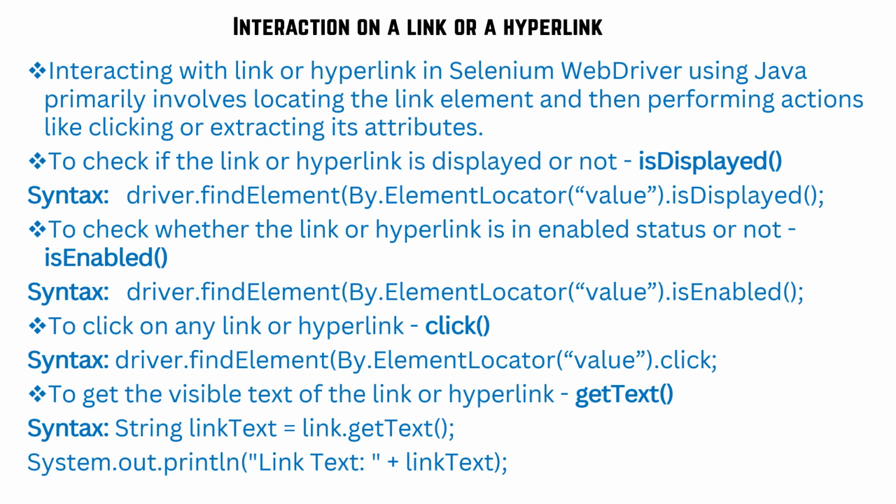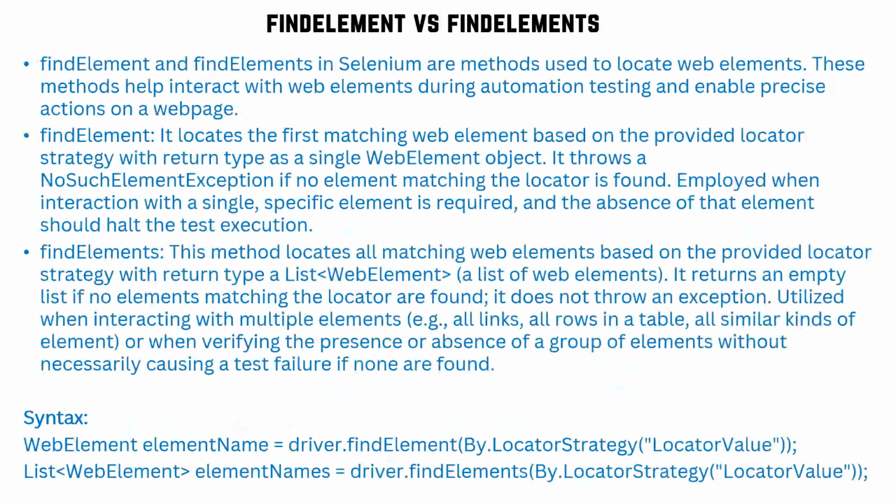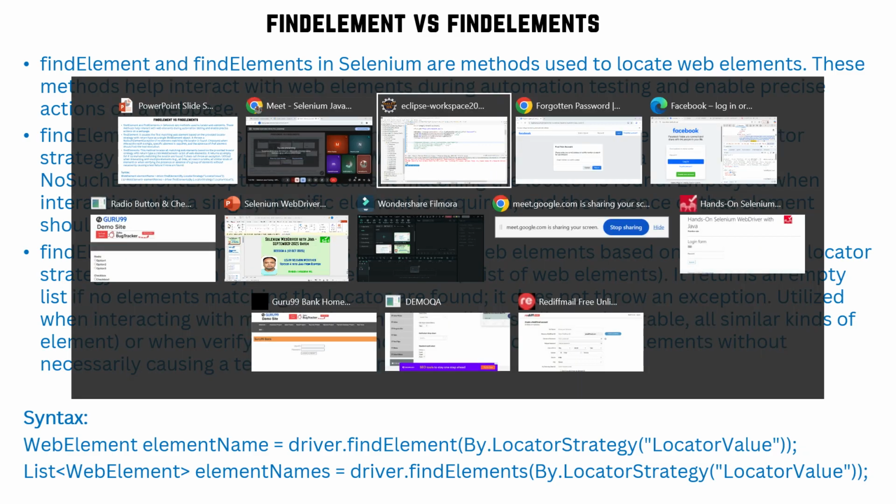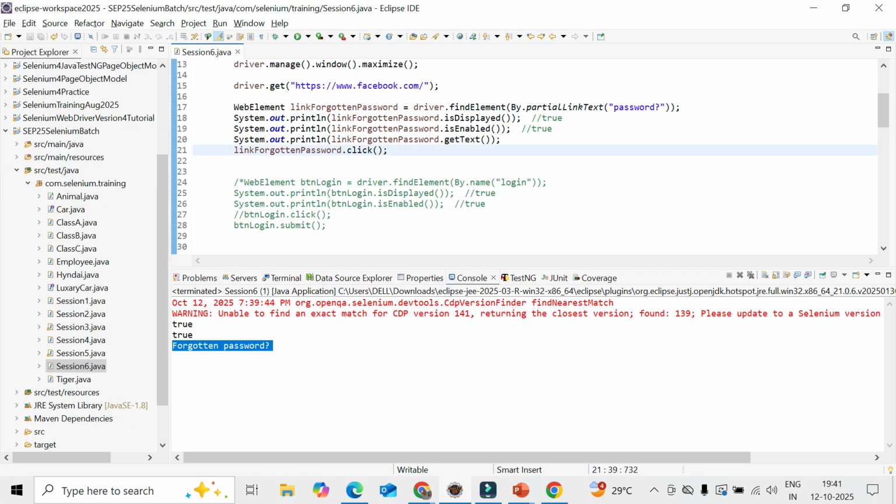So mostly you already learned about the 6 element locators: ID, name, class name, link text, partial link text, tag name. Tag name I'll be covering more. And now we'll go to the XPath and CSS part. Before that, I want to just cover one important thing called find element versus find elements. So find element you are seeing here, right?